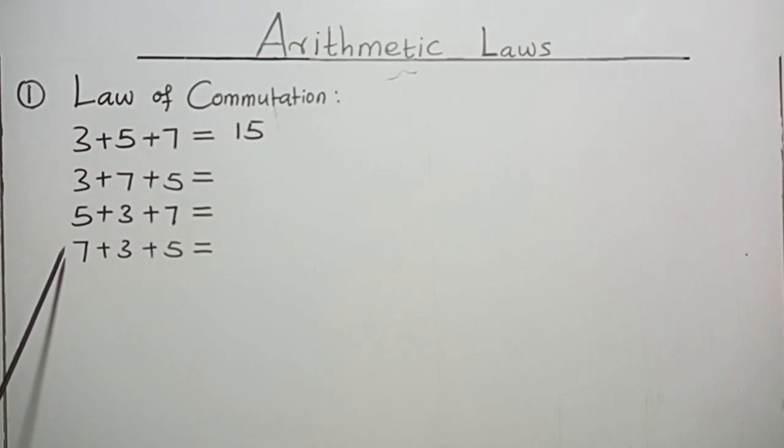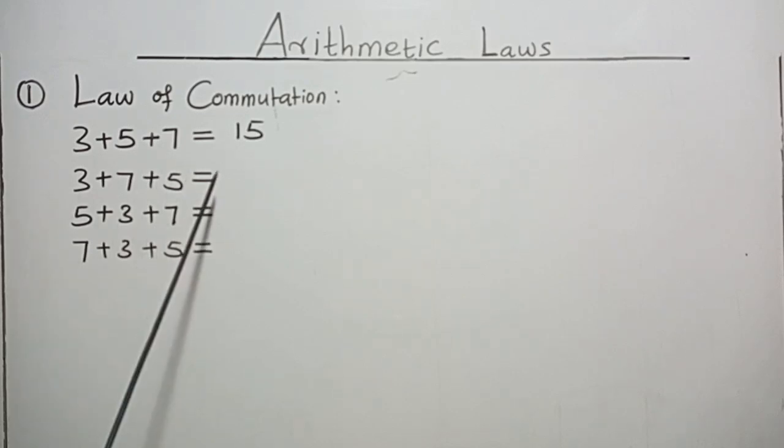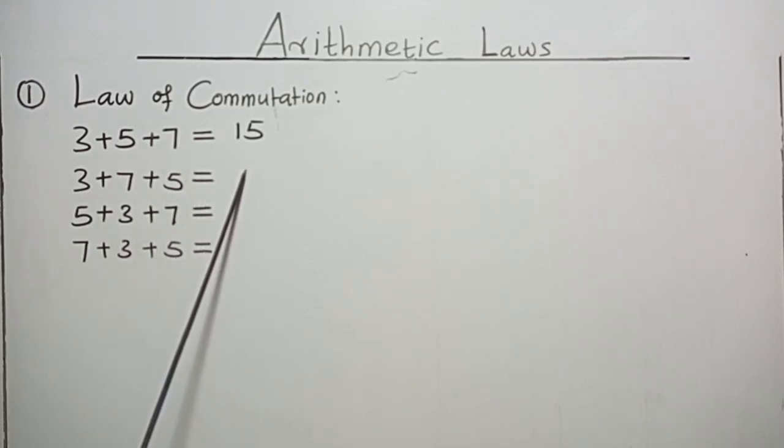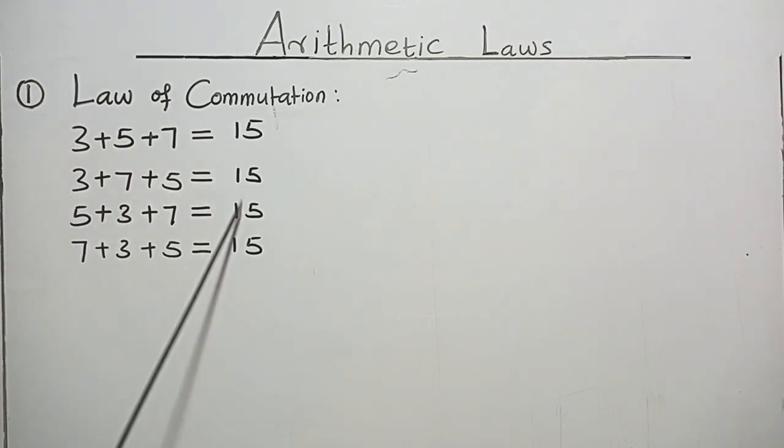But let's find out if this last number operation will still give us the same 15. 7 plus 3 is 10. 10 plus 5, the same 15. Let me write 15 as the answer to all these subsequent number operations. And here they come, 15 everywhere. The same 3 numbers, 3, 5, 7, arranged in 4 different ways, and the answer is the same.